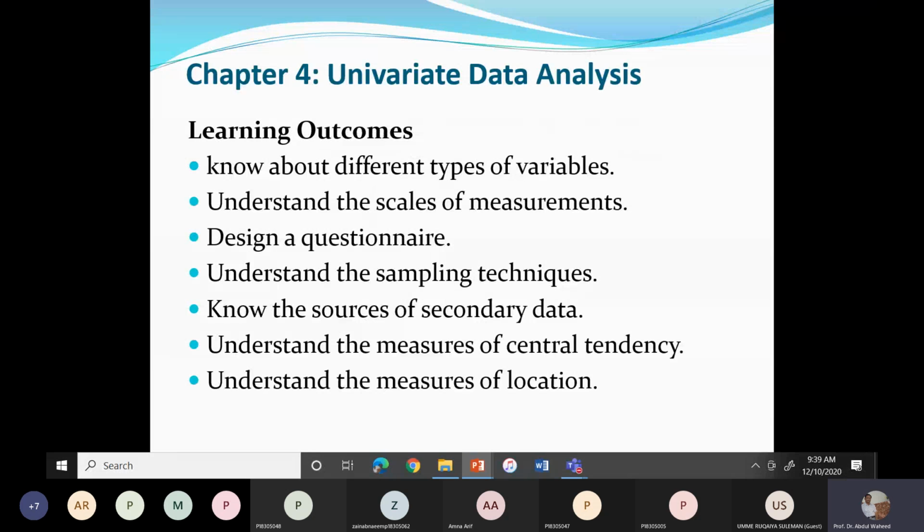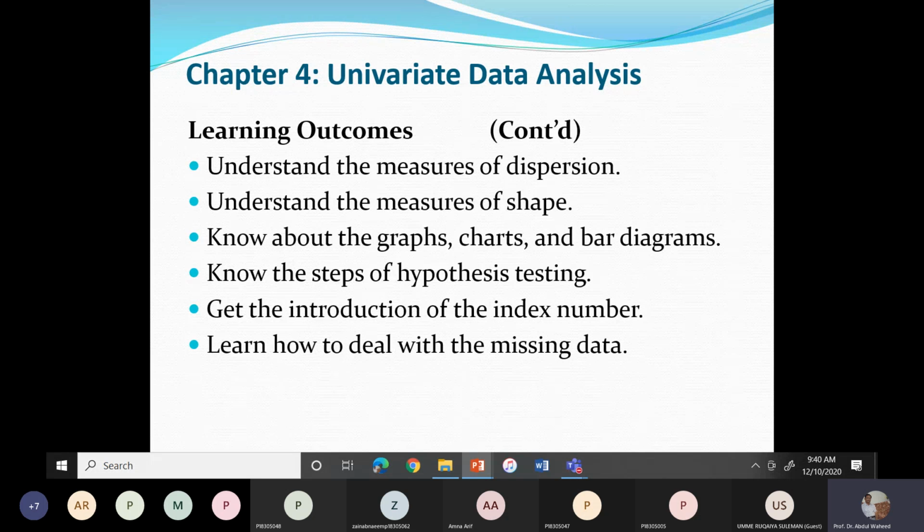Okay, today we have to start chapter 4, univariate data analysis. So the learning outcomes for this chapter are that you would be able to know about different types of variable, and you will understand the scales of measurement, and you will know how to design a questionnaire, and you will understand the sampling techniques. You will know the sources of secondary data, and you will understand the measures of central tendency, measures of location, measures of dispersion, and measures of shape.